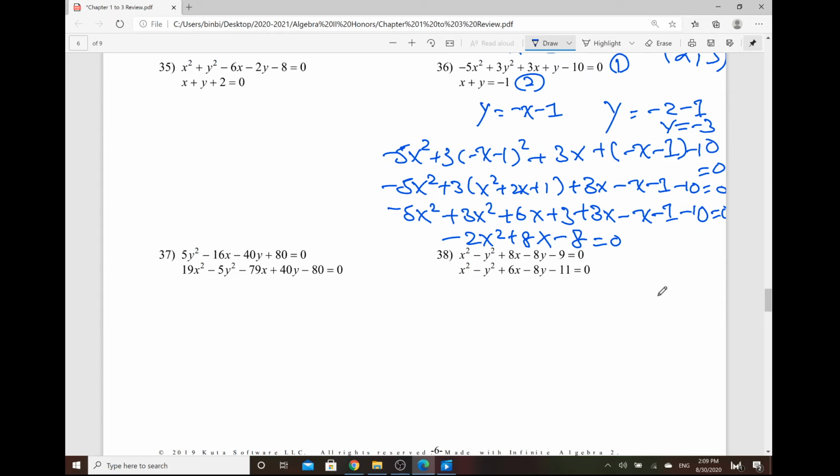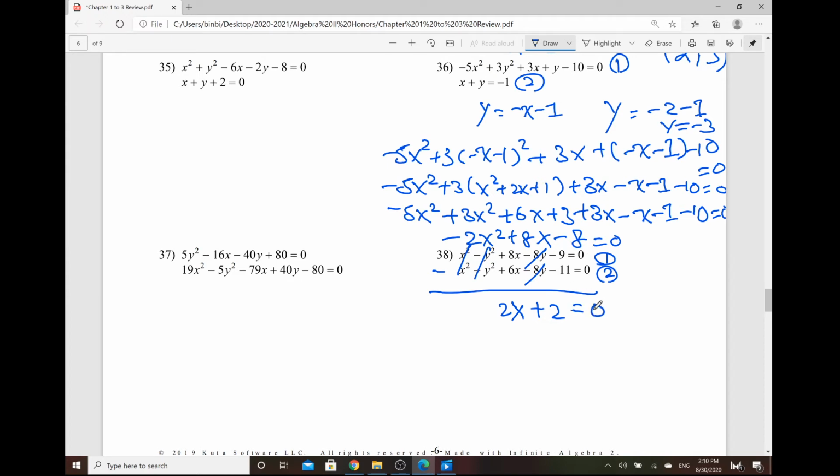So 38 is quite similar, but instead of isolating the variable, what you can do is subtract those two equations, because the x squared and y squared terms end up with the exact same coefficient. So equation 1 minus equation 2. So this one got cancelled, this one got cancelled, 8x minus 6x, then that'll be 2x. And then the negative 8y minus 8y minus negative 8y, they also got cancelled. And then negative 9 minus negative 11, so plus 2. Because negative times negative is positive, so it's 11 minus 9.